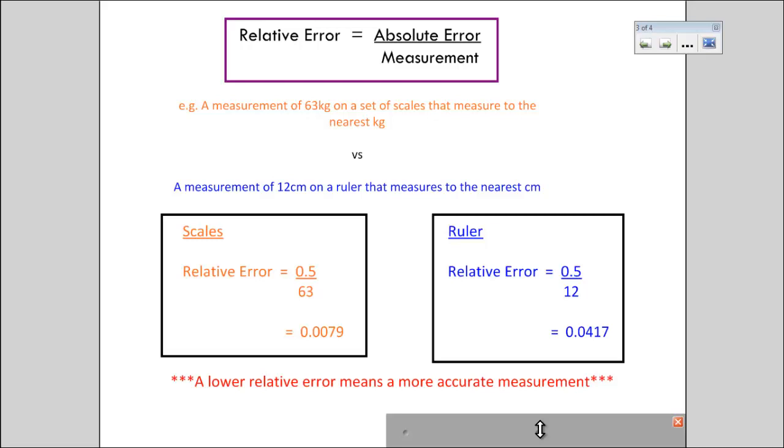So this starts to give us a bit of a better idea about which one is more accurate. Okay, and here the lower relative error means a more accurate measurement. So which one of these would be more accurate? Well, at this stage, we're going to say the scales.